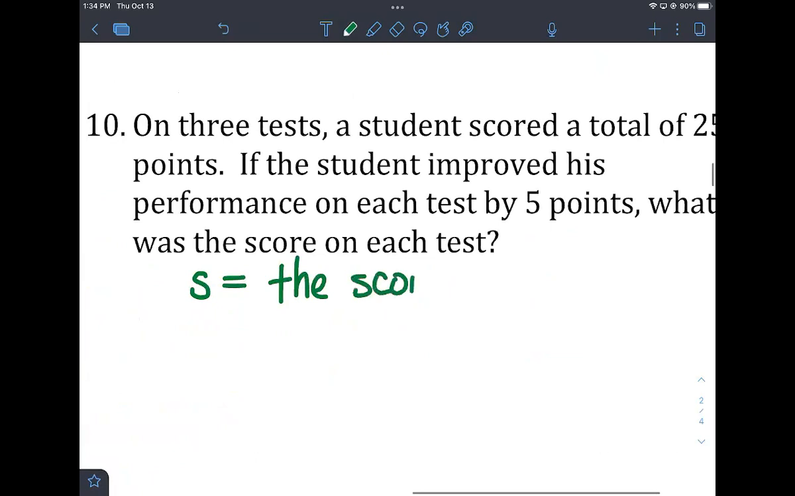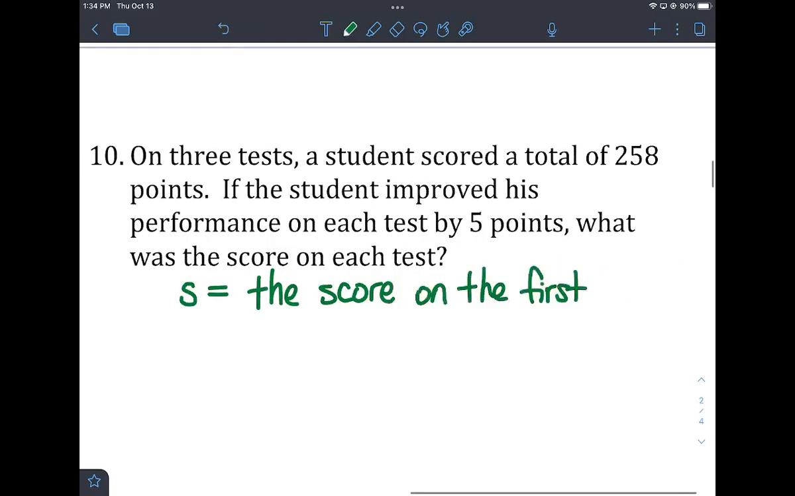but specifically on the first test. Because I can then use that variable to represent the score of the other tests. So that's the score of their first test. I don't know what it is, but it's S. They increased the next score by 5. So what did they get on the next test? S plus 5. Thank you for saying S plus 5 and not just 5. That'd be bad. And then they increased that one by 5 more, giving us S plus 10.